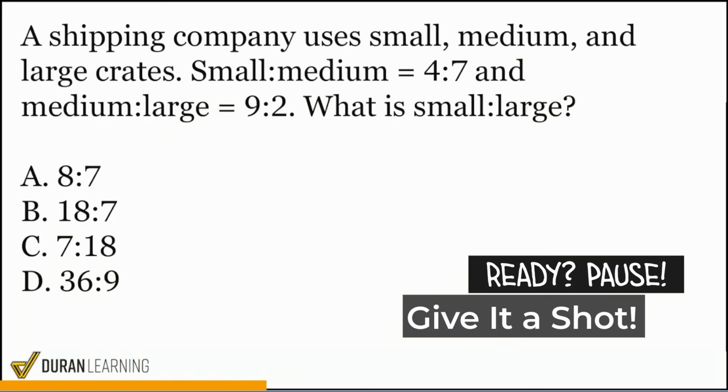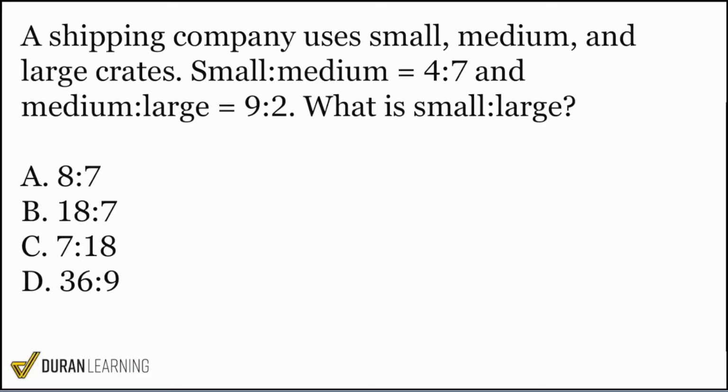And let's try this new problem out. So first thing we're going to do is we're going to understand what the goal is. Regardless of how complicated or simple a question looks, we always want to start by understanding the goal. So here's the goal. The goal is, what is the ratio of small to large? So what we want to have at the end of this all is we want small compared to large. All right?